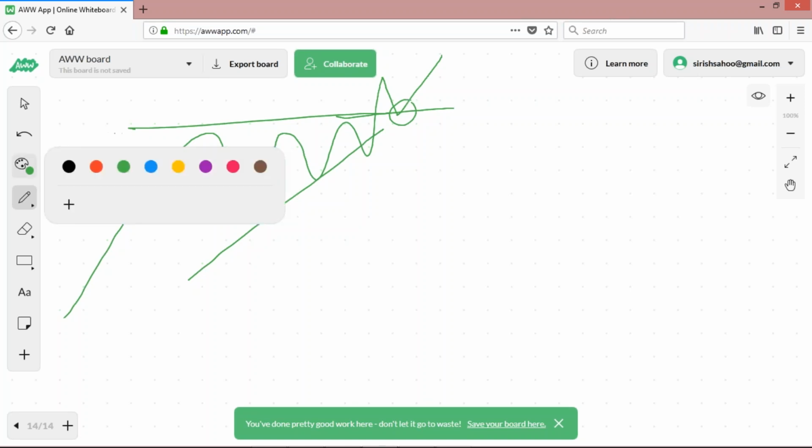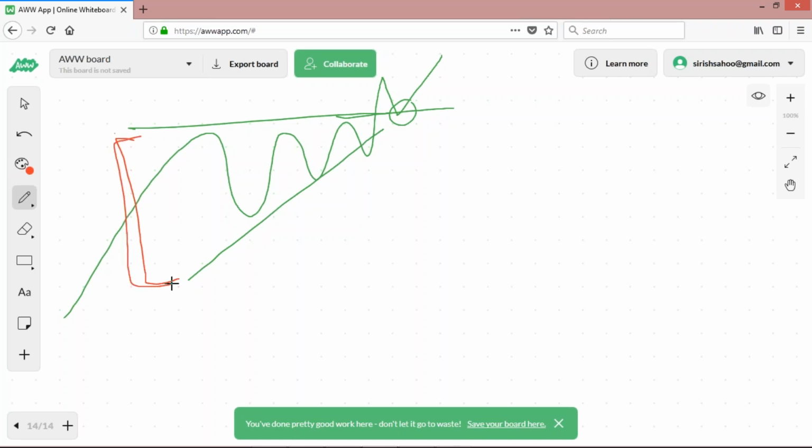Now the target is the widest distance of the triangle. This is the target. So again, this is all about the ascending triangle.